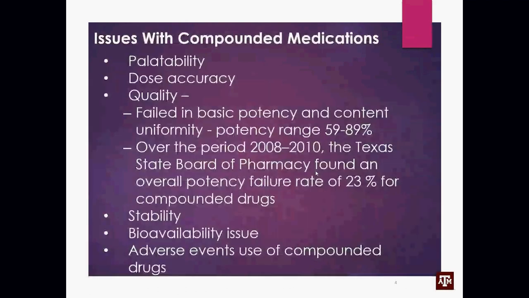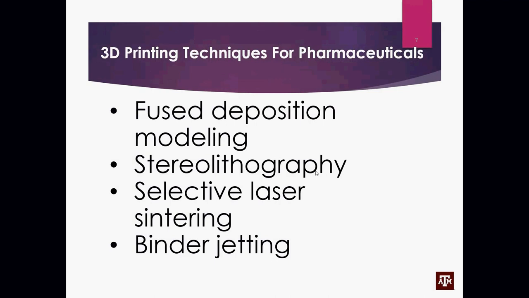We are going to pass over the history so we can talk about our techniques. We have many different 3D printing techniques, but not all of them are applicable to pharmaceuticals. So we have mainly four techniques that can be used for pharmaceuticals: fused deposition modeling, stereolithography, selective laser sintering, and binder jetting. We can just go through the three other techniques so you can be familiar with them, then we can go and discuss SLS, or selective laser sintering, in detail.